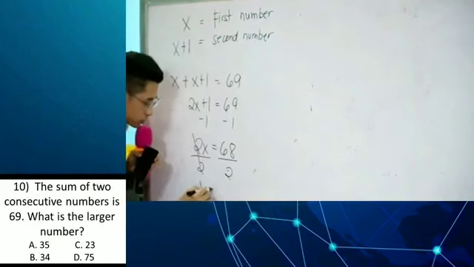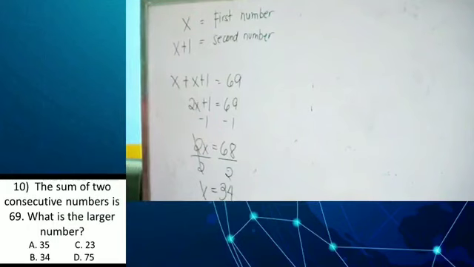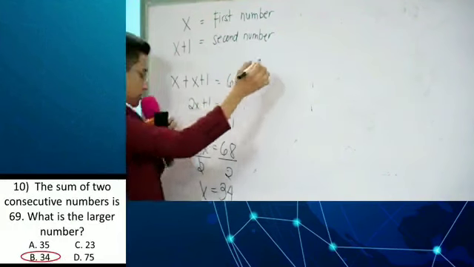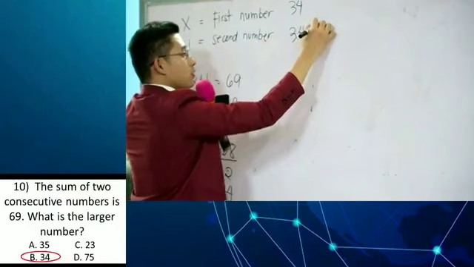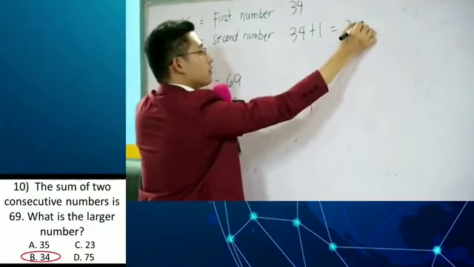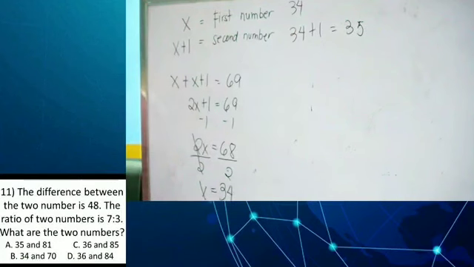So, x is equal to 34. So, that is the first number. But they are asking for the larger number. So, the answer here is: this is 34, this is 34 plus 1, which is 35. Okay, so the answer there is 35. Okay, next question.